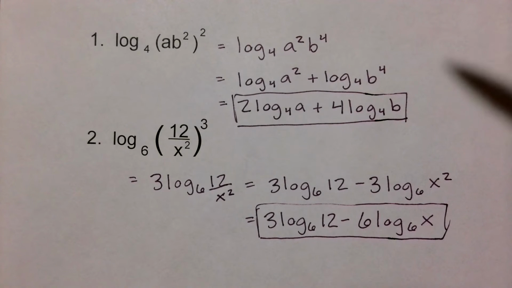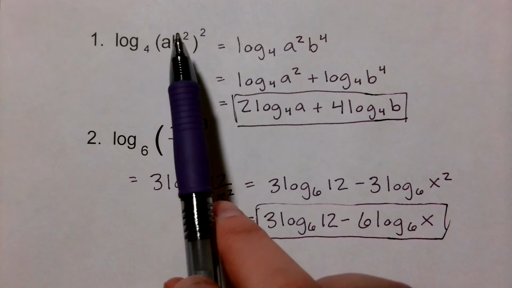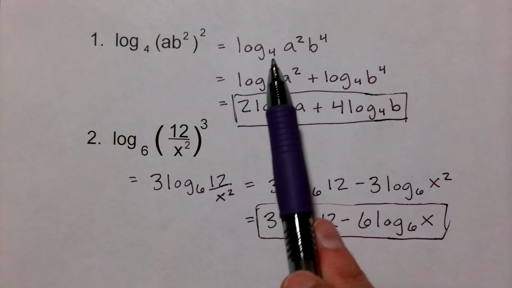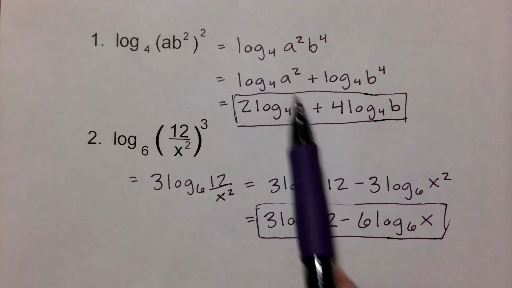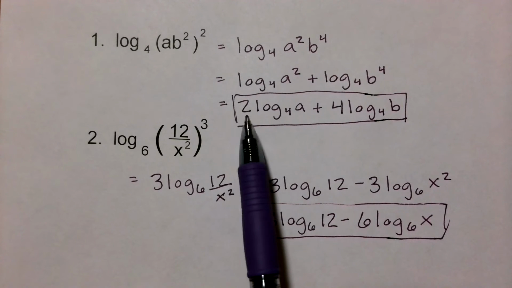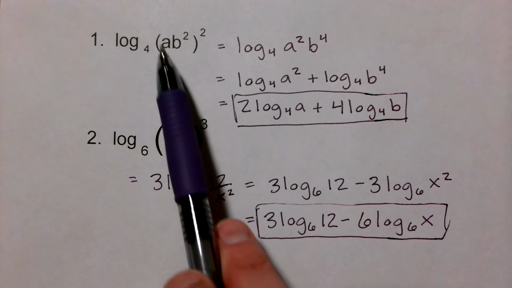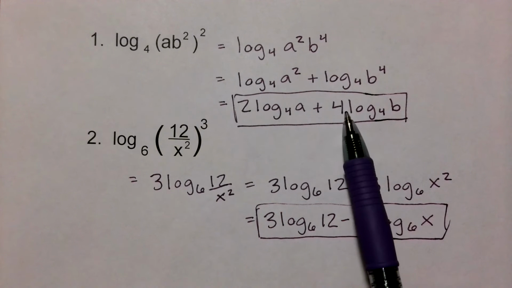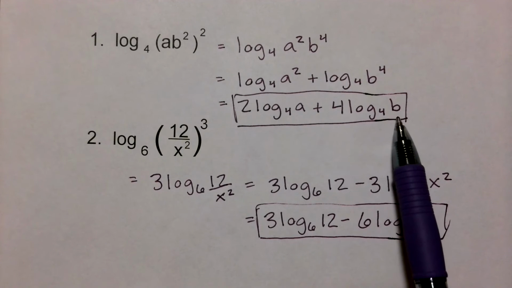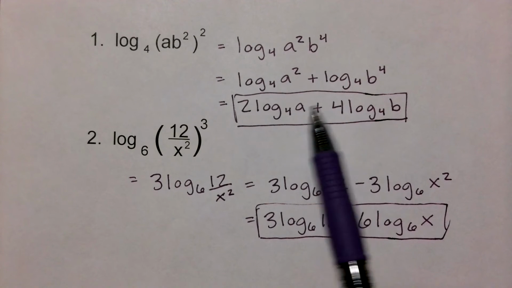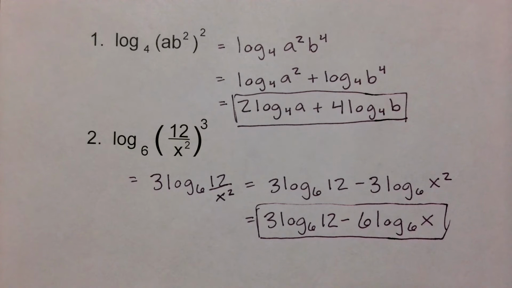So I really went for one of each type of method. In the first one, I went ahead and raised a to the second and b squared to the second, but you could have moved the 2 out front first and then expanded into addition and moved my exponents out. So you should end up with a 2 out in front of log base 4 of a, because a was being raised to the second power, and then a 4 out in front of log base 4 of b, because b was being raised to the 4th power, b squared, and then addition in between because they're being multiplied.